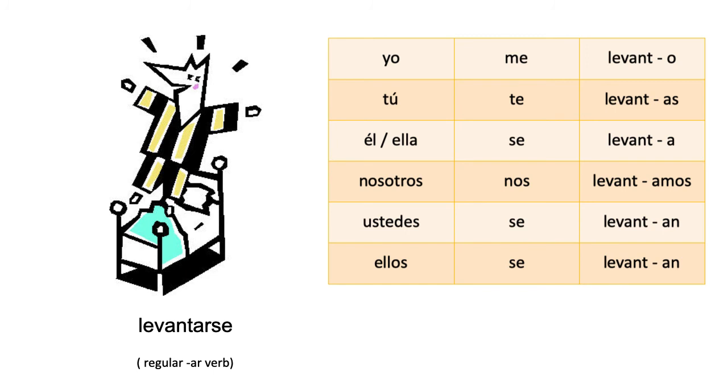Right? Again, we have the subject in the first column, then we have the reflexive pronouns in the second, and then in the third column we have the normal conjugation, right? How did I get to this normal conjugation? In the same way that I have taught you for any other verb. We said it's an AR regular verb, so we get rid of that ending. We're left with the stem, which is levant, right?